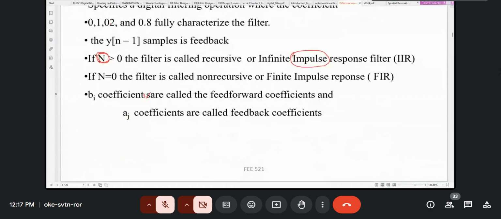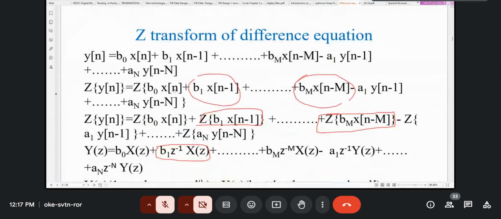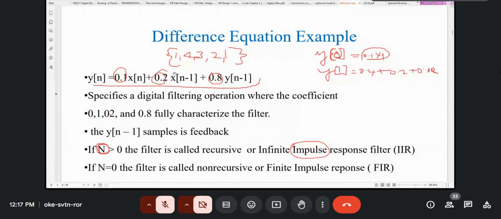Actually, there's not much to say about this. I think we can just look at a very simple example. We are going to look at more examples later. You can look at a very simple example of a difference equation where you're given y of n is 0.1 x of n, this will be b0, plus 0.2 x of n minus 1, and this is 0.8 y of n minus 1. It has got a delayed sample of y with some feedback.